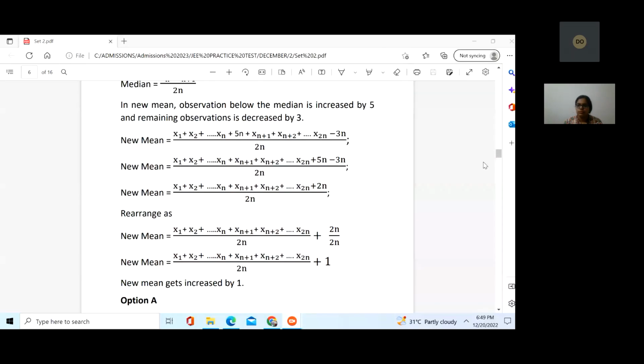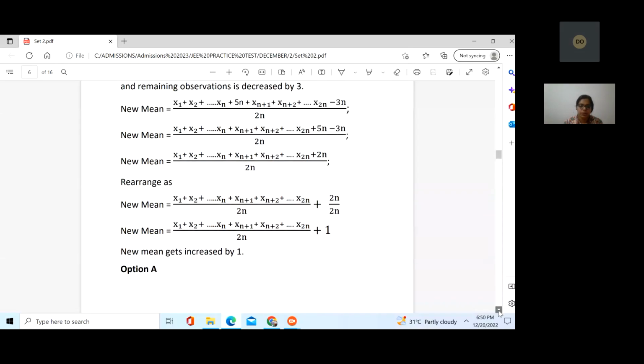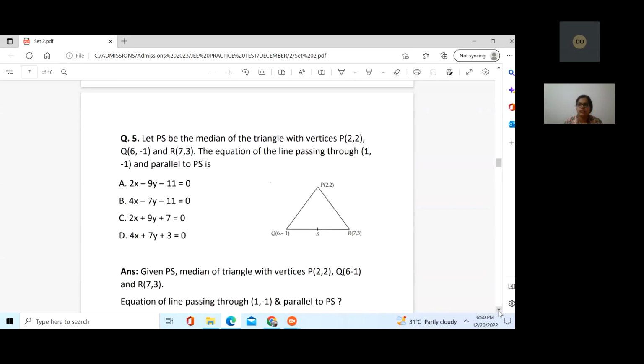Is this question clear? Yes, I think some students have typed the answer in the chat box. Now I think we'll move on to the next question.